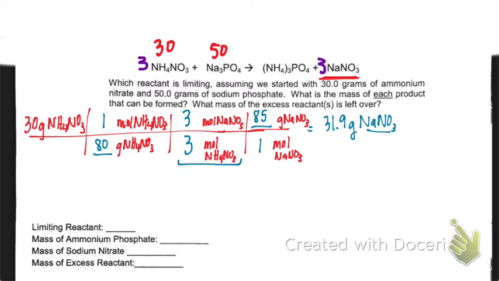So does this yet answer any part of our question? Can we come down here and say our mass of sodium nitrate is 31.9? No. Not yet, because we don't know how much the other reactant will allow us to produce yet. So we need to do our other T-chart from our other reactant, sodium phosphate, to now sodium nitrate. So I start with 50 grams of that, Na3PO4.